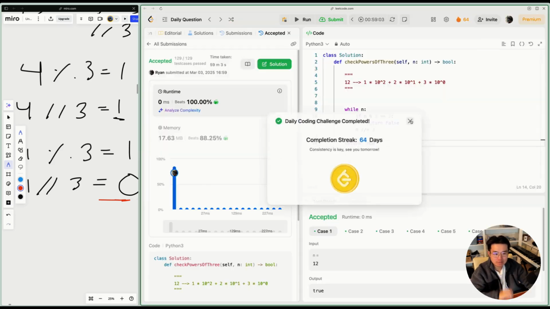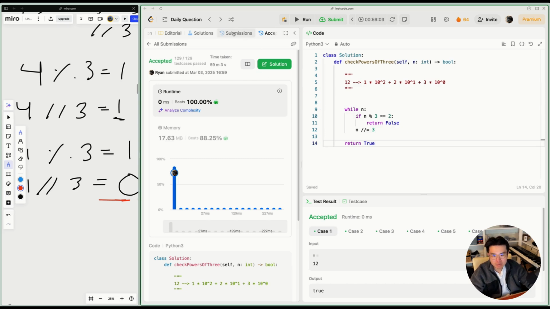Cool. Yeah, I was kind of sad about this problem, not happy about it. I had to look at the solution, but I guess it's just something we need to realize about numbers and math in base 10, base 2, base 3, and how they work.